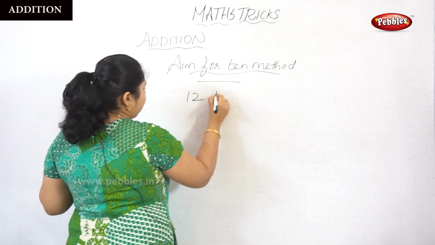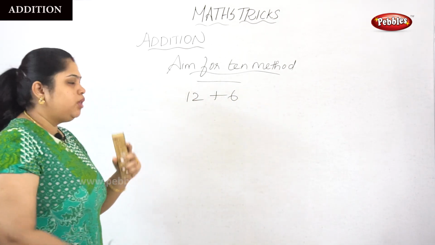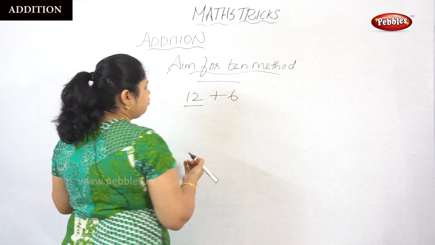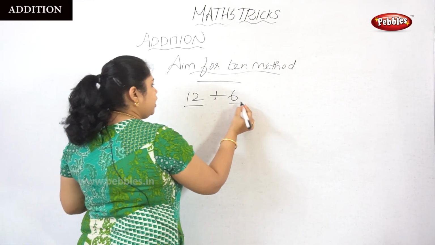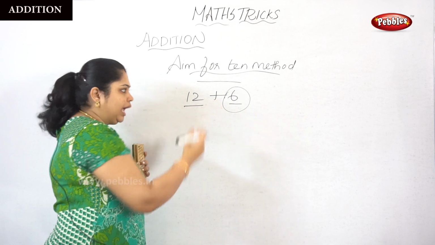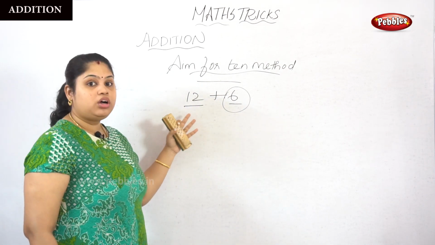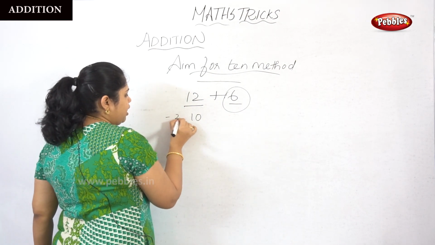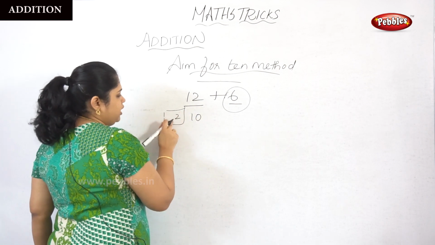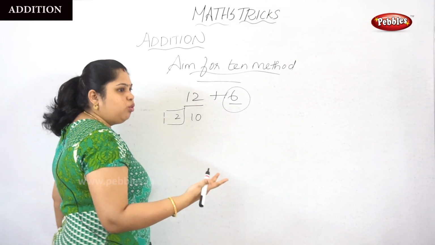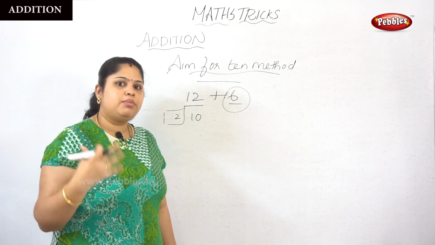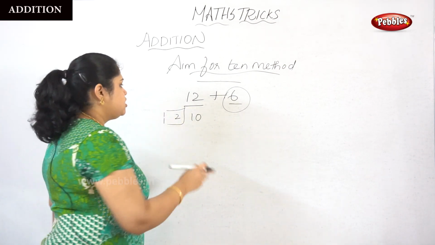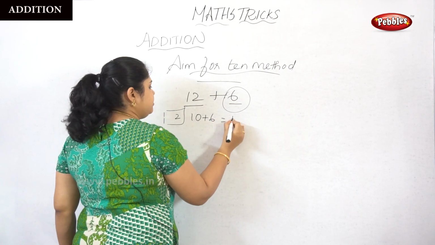See here, 12 plus 6. So we want to aim for a 10, isn't it? Whether we want to aim at 10 from here or here, we cannot aim at 10 here, but we can round up the number to 10. Then here we have a 2 as a balance. So as I told, every time we want the number which we can add to the 10, it will be very easy. So 10 plus 6 is equal to 16.